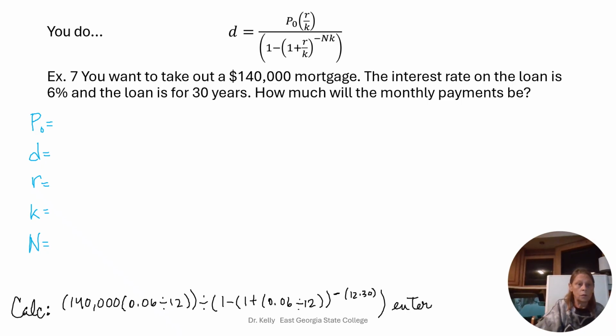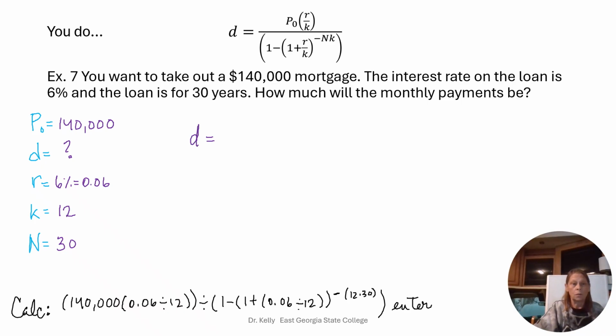Okay, here, so we want to take out a $140,000 mortgage. The interest rate is 6%. The loan is for 30 years. How much will our monthly payments be? So let's, last one. Here we go.